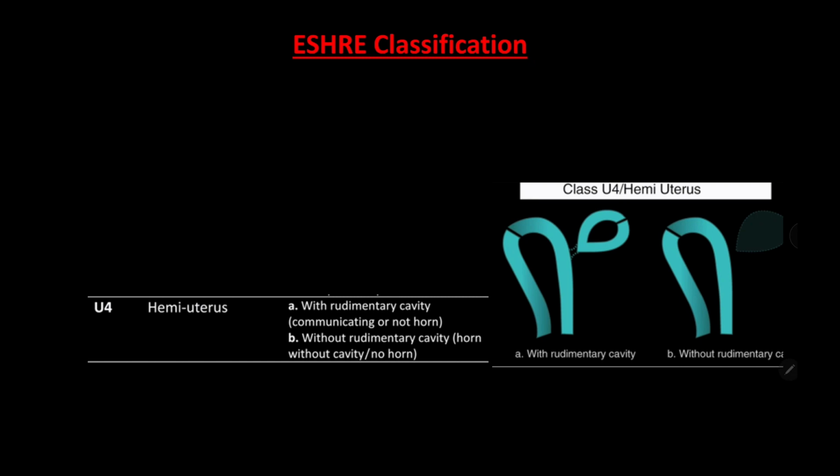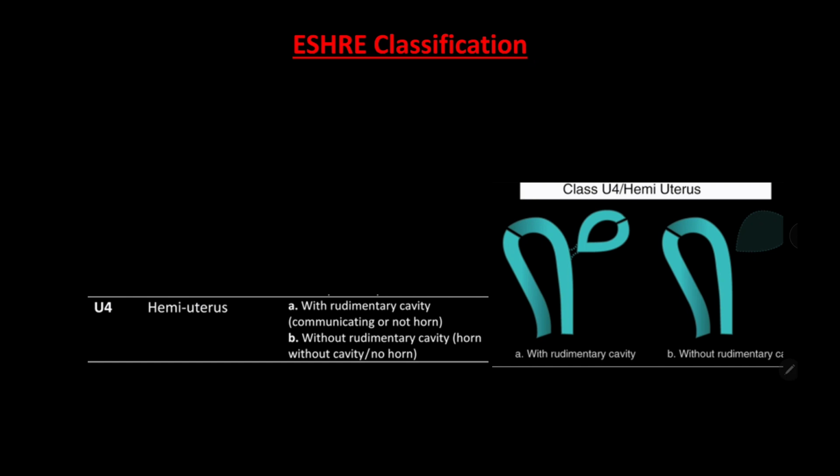The necessity to classify hemiuterus as a separate class other than the aplastic uterus is due to the existence of a fully developed functional uterine hemicavity. As depicted in this image, U4 hemiuterus is again divided based upon the presence of a rudimentary cavity: U4A with rudimentary cavity and U4B without rudimentary cavity. And again, these can be subclassified based upon the presence of functional tissue or not.